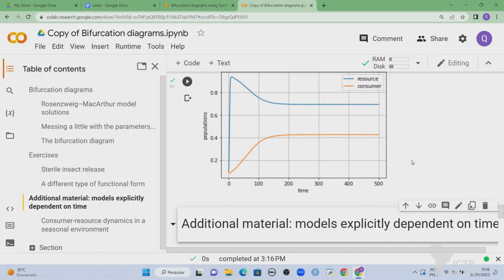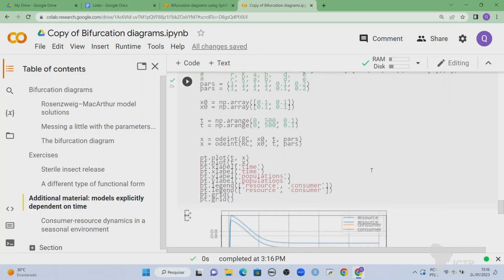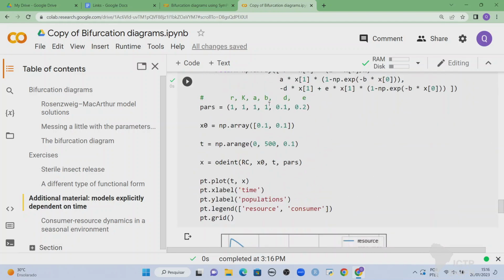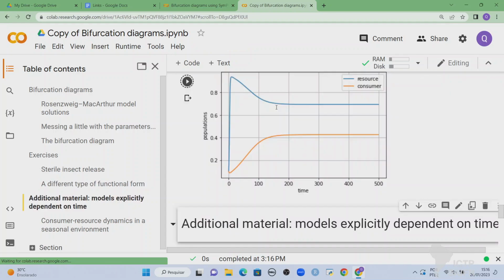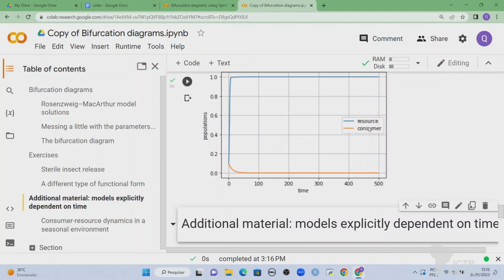Okay, so you see, we found a fixed point, right? So it kind of makes sense. Let's see what happens with a very small b, because b is the parameter we are interested in. If I put, instead of 1, b equals 0.1, the consumer goes extinct. So with a very small attack rate, the predator doesn't get enough to eat, and it goes extinct.